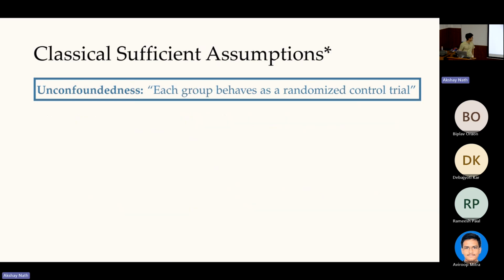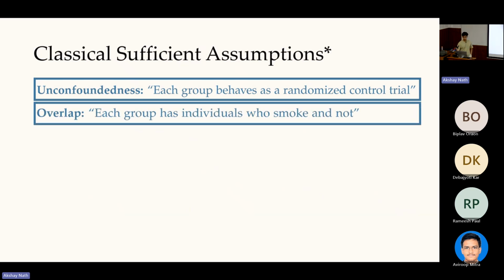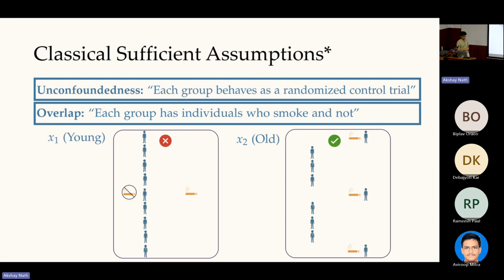Okay. The second assumption is that each of these groups in these clusters are non-empty, in the sense that we have individuals on both sides of the treatment. So here the group of young people violates this assumption, because we have people who do not smoke, but we don't have anyone who smokes. Whereas the group of old people satisfies the assumption because we have people on both sides of the treatment assignment. Okay.